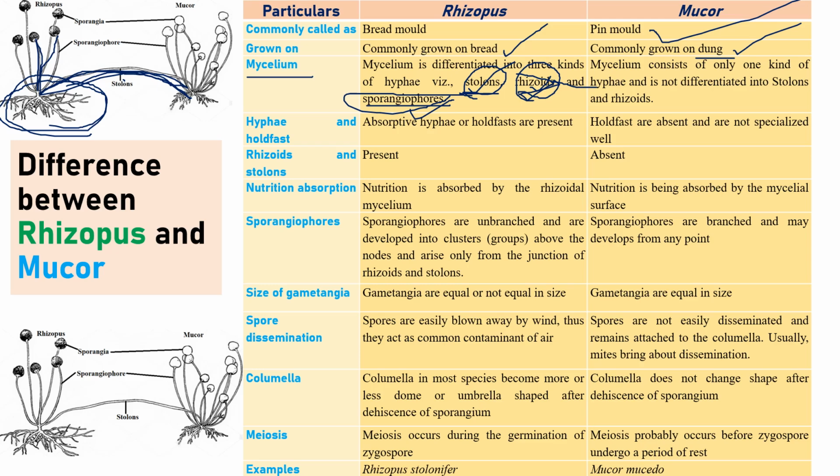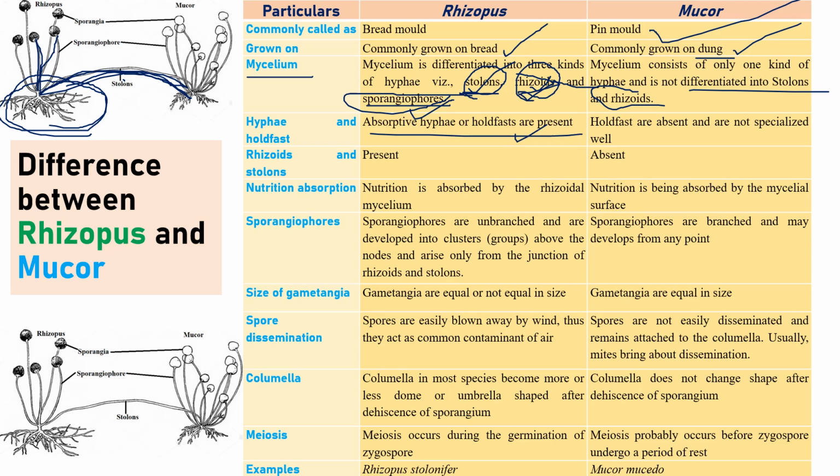So those all are present in Rhizopus. When it comes to Mucor, all these three kinds are absent. Only one kind of hypha is present, not differentiated into rhizoids and stolons. And the next point is hyphae and holdfast. Absorptive hyphae and holdfast are present in Rhizopus, but they are not well specialized in the case of Mucor.